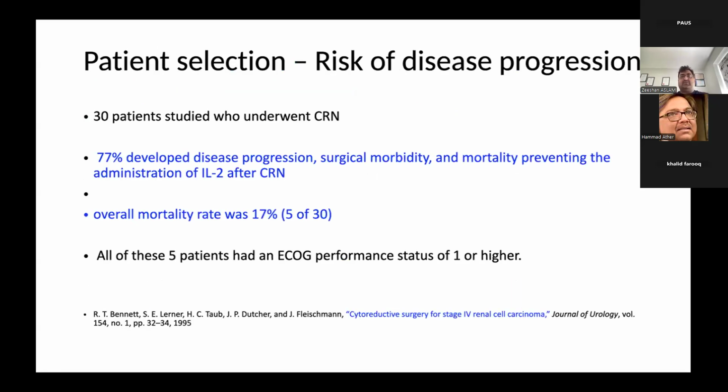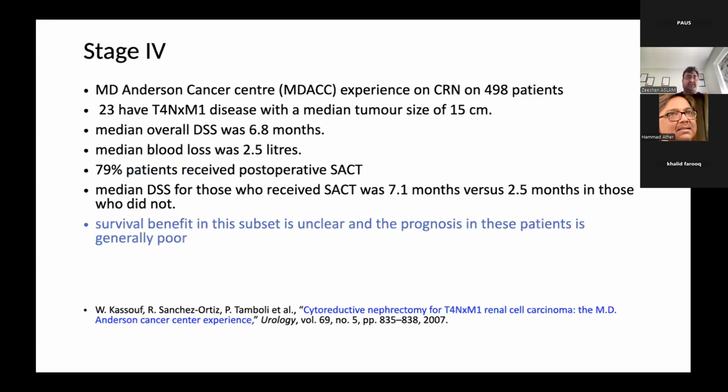So this was a study which suggested that in the group they had dealt with, 77% developed disease progression, morbidity and mortality, and patients did not have further systemic treatment after that. And the overall mortality rate was 17% as well. But all these patients were performance status 1 or higher, which means they were not the fittest patients.